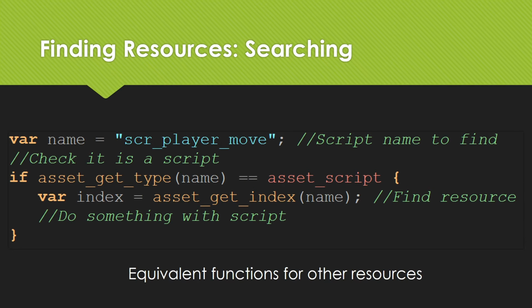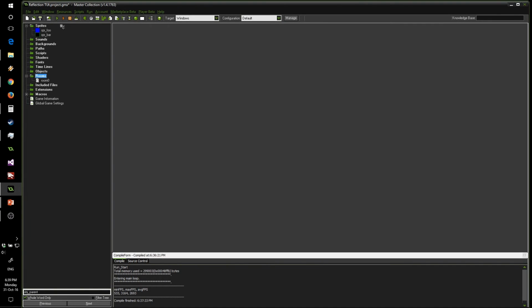Now, it's important to note that there are equivalent functions for all other resources, allowing you to do the same kind of operations on objects, sprites, and so on. So now that we have the theory out of the way, let's have a look at how we can actually write it in GameMaker. What I have here is a simple project with just two sprites in a room I set up in advance.